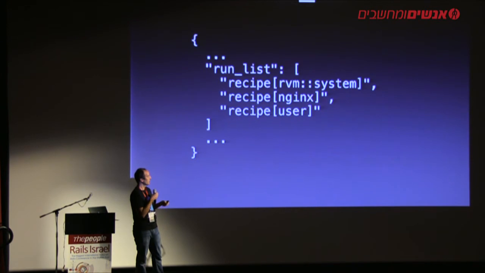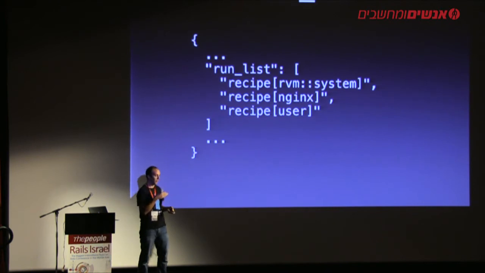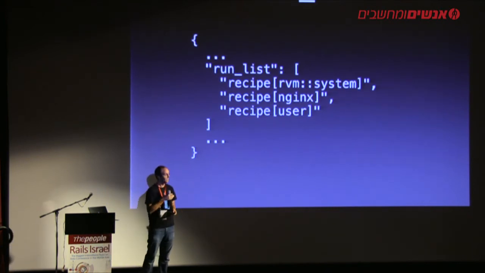configured using Chef. This is saying that I want to run the Rvm system recipe, which will install Rvm as a system user. The other one is Nginx, which is the default recipe, which will do it with a package, and then a user one, which I won't really talk about, so just assume it creates users.